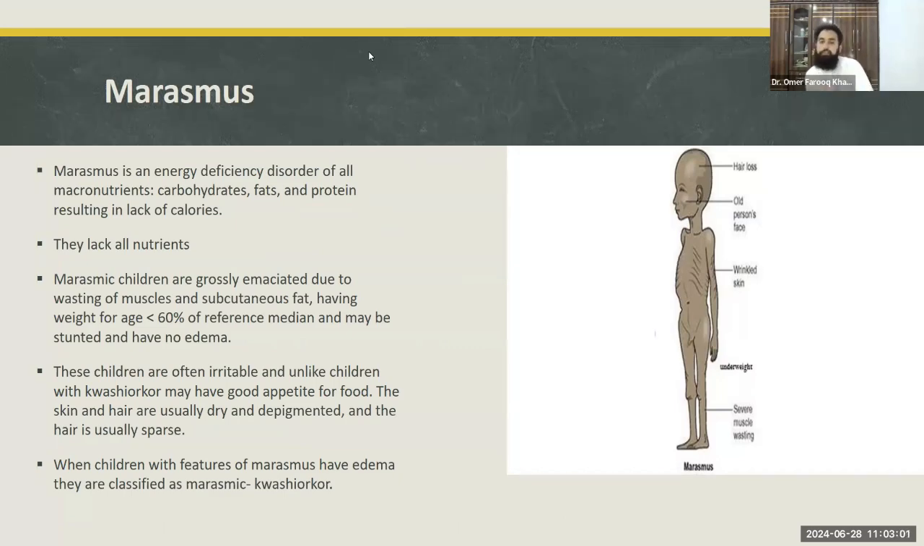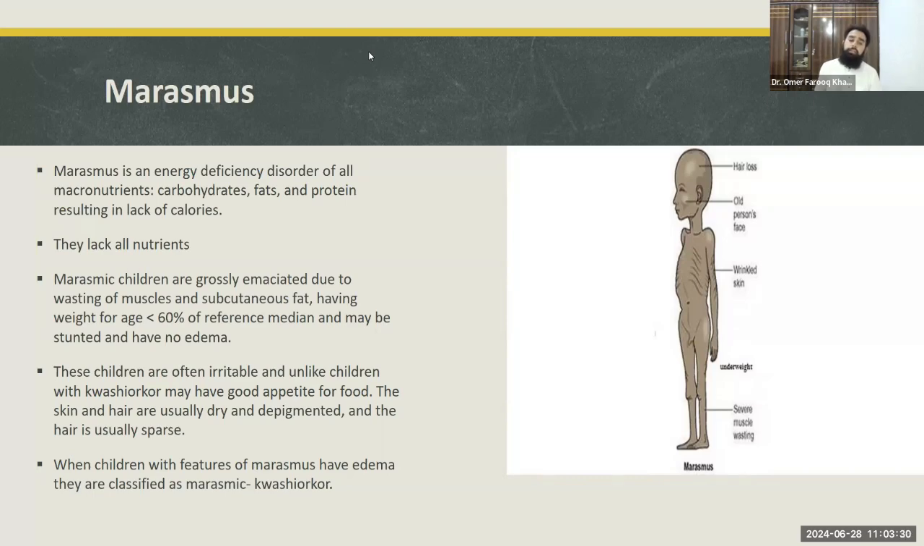Just look at this picture and you can understand that the child is a marasmic child. That child will have an old person's face. Even if a 4-year-old child comes to you, you will think the child is 12 years of age. He will look like an old person due to loss of fat and loss of baby's features. Marasmic children are grossly emaciated.